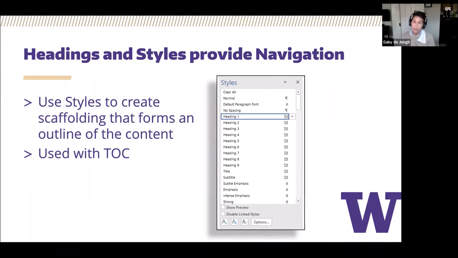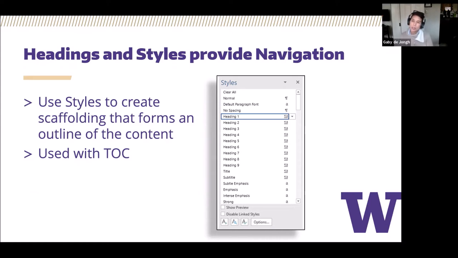And on this slide, I've included an image of the styles pane in Word for Windows. The styles pane in both Windows and Mac is found on the home ribbon and can be expanded to view all of the styles that are included in a document.